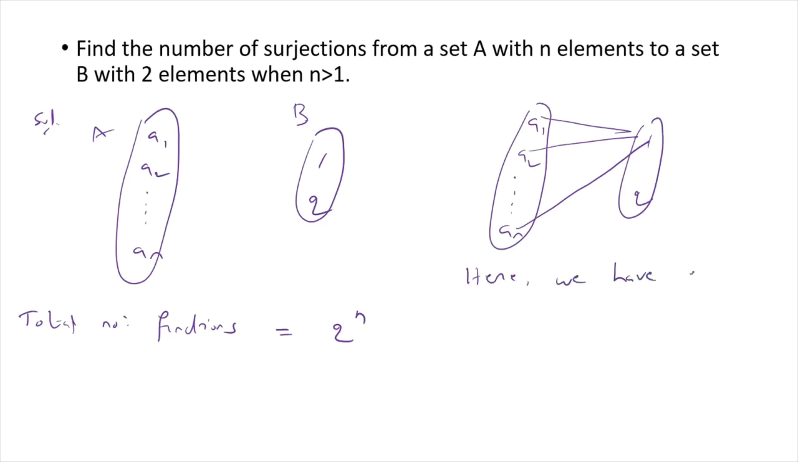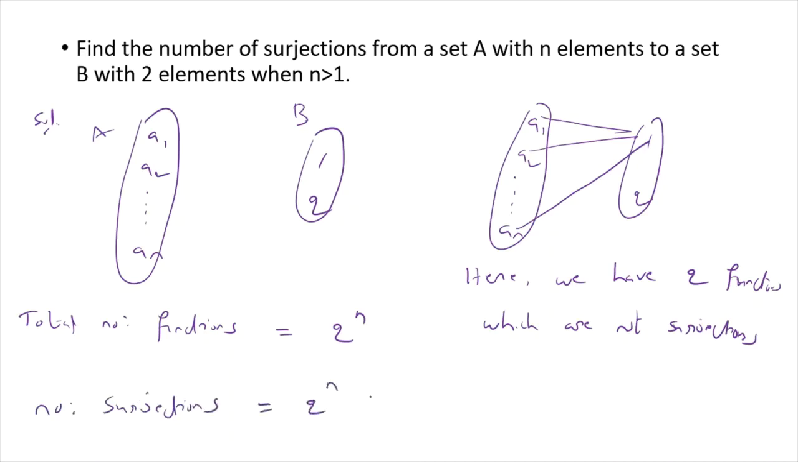Here we have two functions which are not surjections. The total number of functions is going to be 2 raised to n, and the number of functions which are not surjective is equal to 2. Therefore, the total number of surjective functions is equal to 2 raised to n minus 2. There are only two functions which are not surjective here.